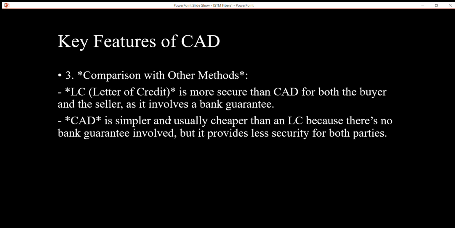CAD is simpler and usually cheaper than LC because there is no bank guarantee involved, but it provides less security for both parties. So both have advantages and disadvantages. In the case of LC, it is more secure but slightly expensive. For CAD, it is simpler and cheaper, but less secure as there is no guarantee by the bank.